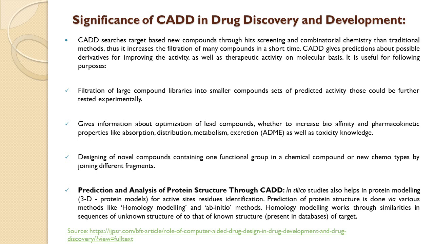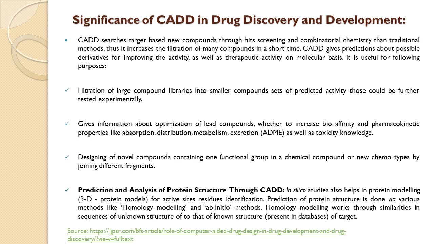It is useful for the following purposes: filtration of large compound libraries into smaller compound sets of predicted activity, that could be further tested experimentally; it gives information about optimization of lead compounds, whether to increase bioaffinity and pharmacokinetic properties like absorption, distribution, metabolism, excretion, as well as toxicity knowledge; and designing of novel compounds containing one functional group in a chemical compound or new chemotypes by joining different fragments.